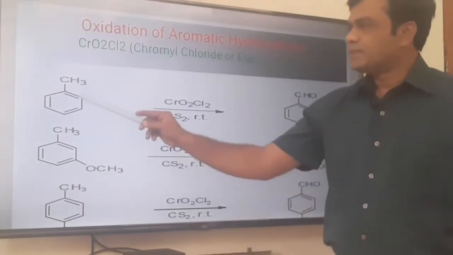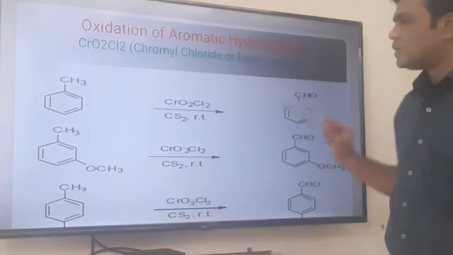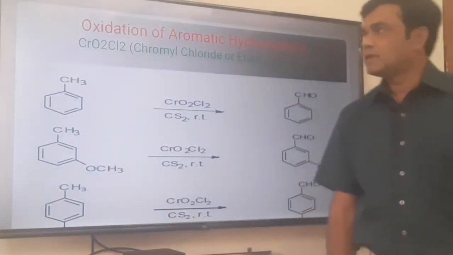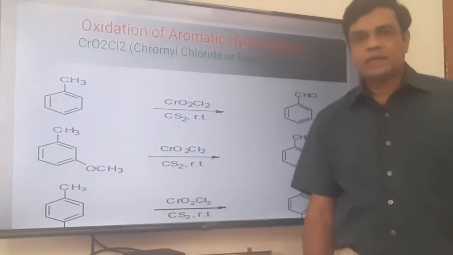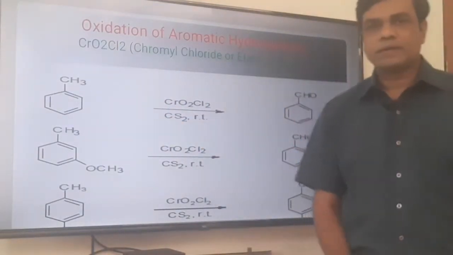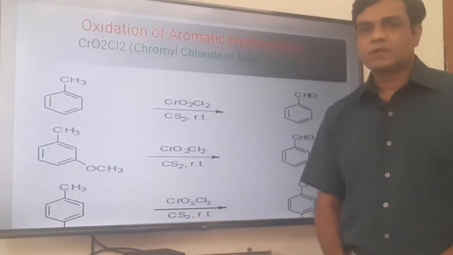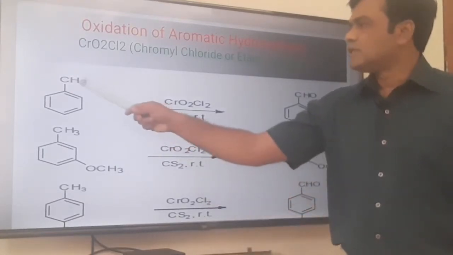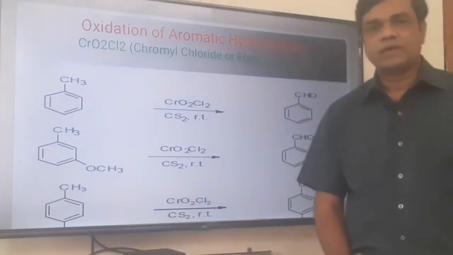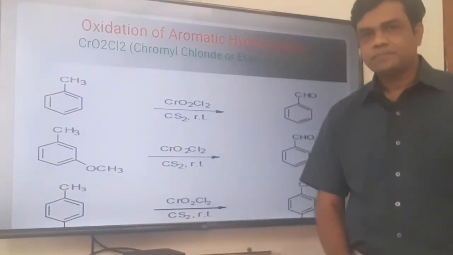See what its application is. This alkyl group, this methyl group, is oxidized to aldehyde. What is the function of chromyl chloride? That is Étard oxidation. The methyl group which is attached to the aromatic ring is oxidized to the corresponding aldehyde group. So the CH3 group is converted to an aldehyde group. In this way, toluene is oxidized to benzaldehyde.